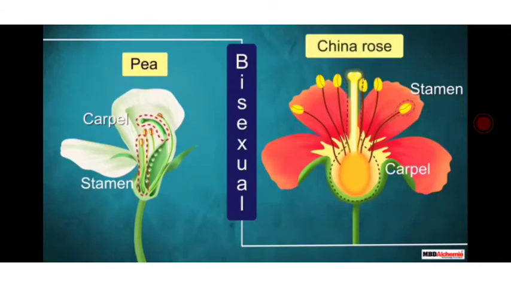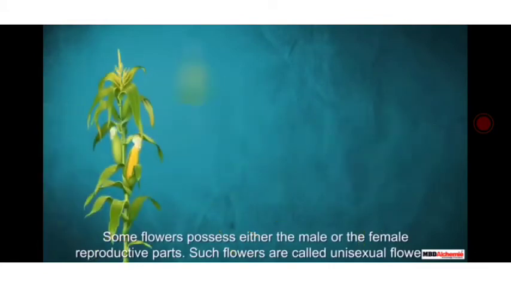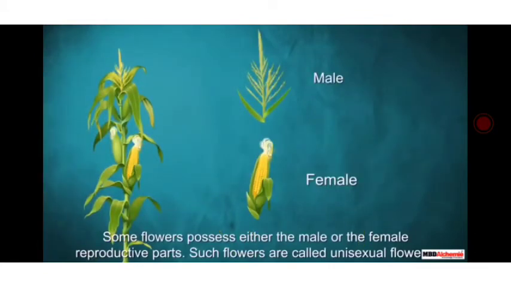For example, tea and China rose. Some flowers possess either the male or female reproductive parts. Such flowers are called unisexual flowers.